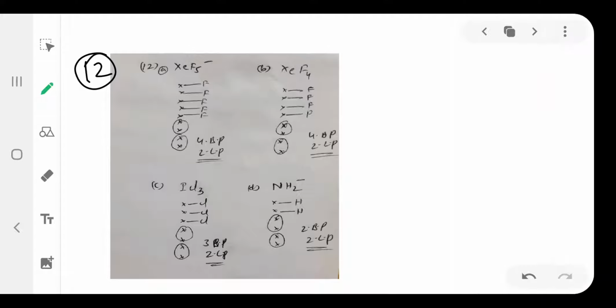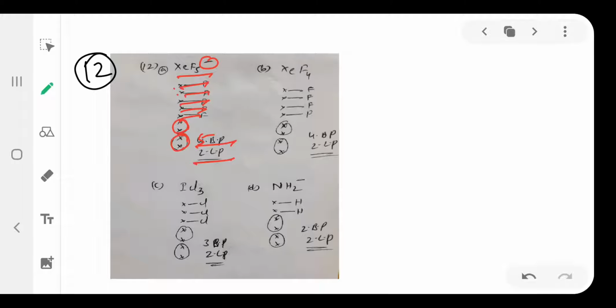See XeF4? Xenon contains 8 electrons. Count here: 1, 2, 3, 4, 5, 6, 7, 8. Here a 1 minus charge is there, so an extra 1 electron, making 9. Out of 9 electrons, 5 electrons form bonds with 5 fluorines. The remaining 2 are lone pairs. So 5 bond pairs, 2 lone pairs. Total 7.